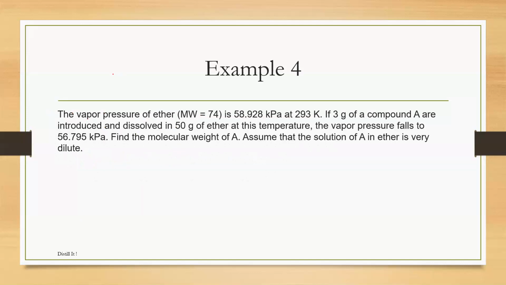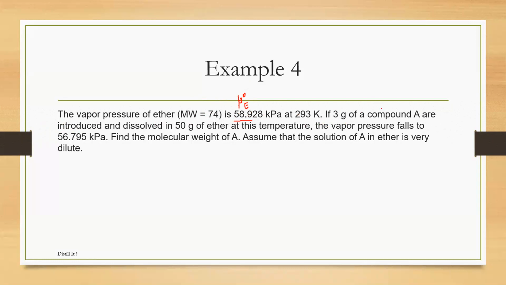This is your example number 4. Pause the video and try to solve it yourself. Hope you could solve this problem. If you haven't, then let's see the solution. The vapor pressure of ether with molecular weight of 74 is 58.928. P naught ether, let's call it E. So P naught E is equal to 58.928 at 293.